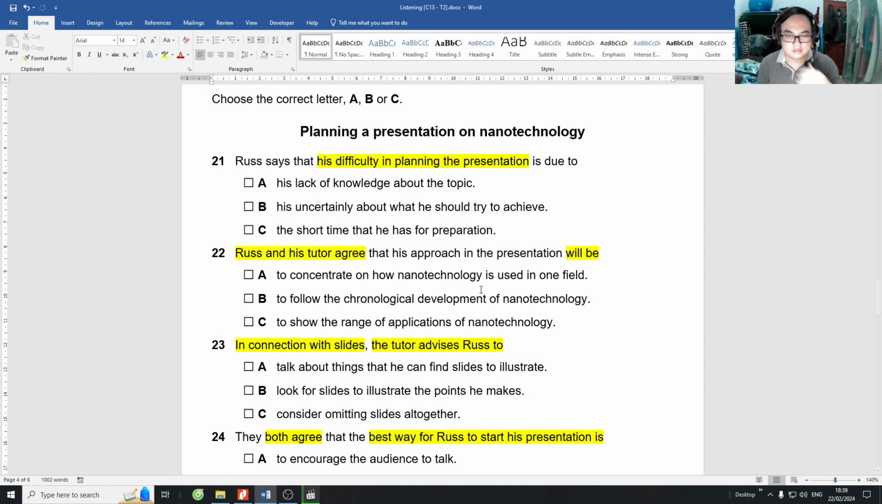Come in, Russ. Thank you. Now, you wanted to consult me about your class presentation on nanotechnology. You were due to give it next week, weren't you? That's right, and I'm really struggling. I chose the topic because I didn't know much about it and wanted to learn more, but now I've read so much about it, in a way there's too much to say. I could talk for much longer than the 20 minutes I've been allocated.